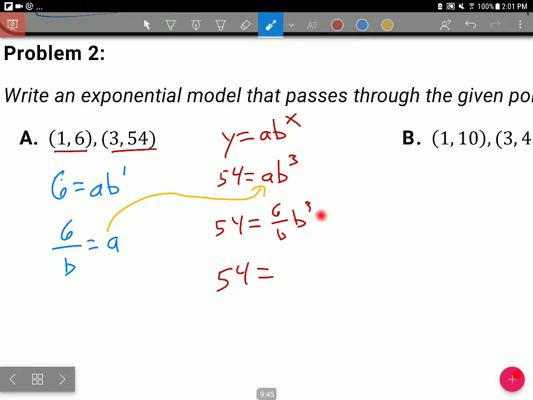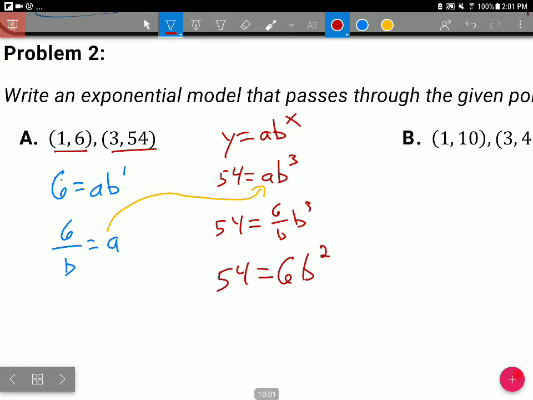What's b to the third divided by b? Just b squared. Just subtract your exponents: 3 minus 1 is 2. Okay, where are you going to go from there?